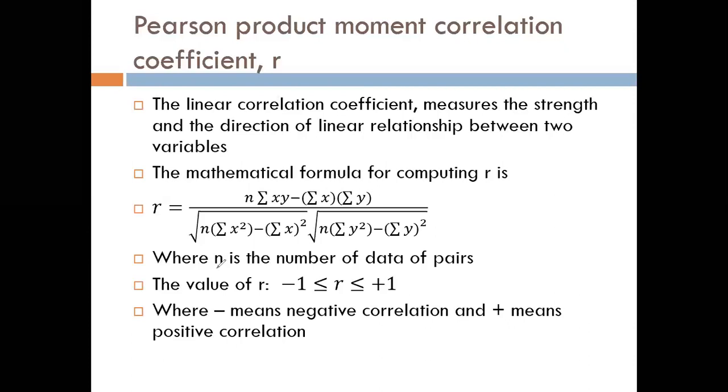The data pairs for x and y, and then the value of the correlation coefficient always lies between -1 and +1. Negative means we have a negative correlation, positive means we have a positive correlation, but r equals 0 means there is no correlation at all, like we saw earlier in the scatter plots.